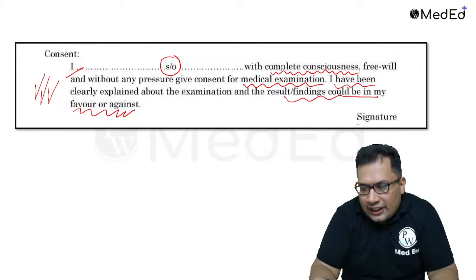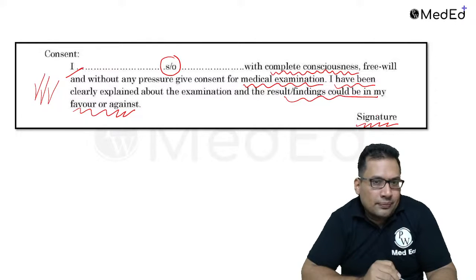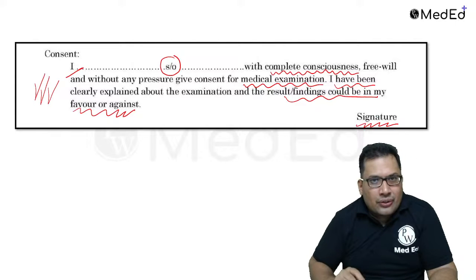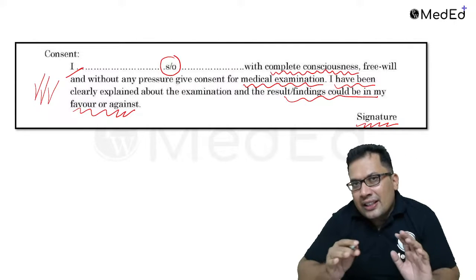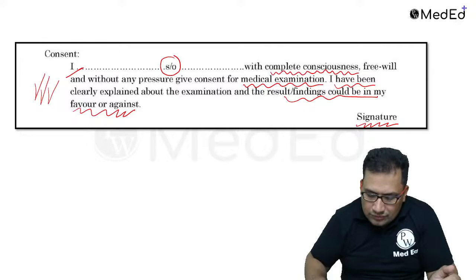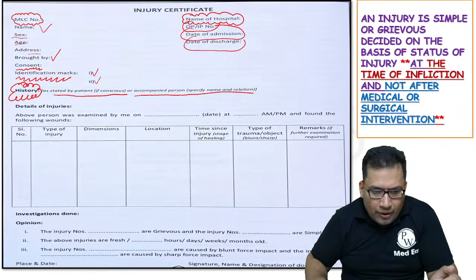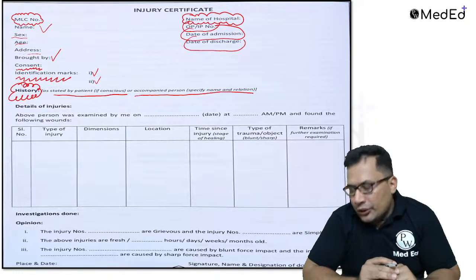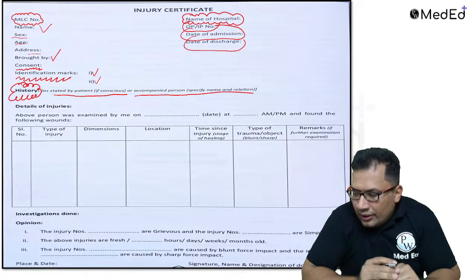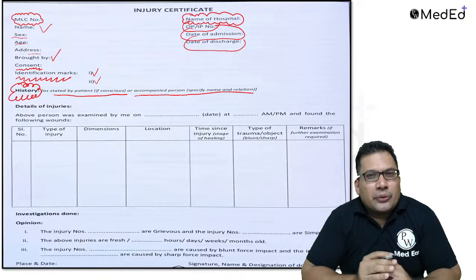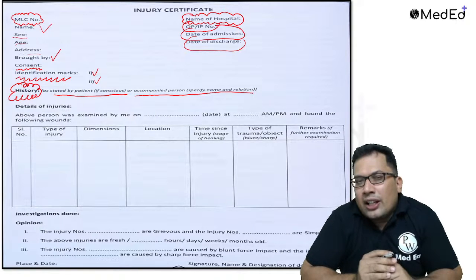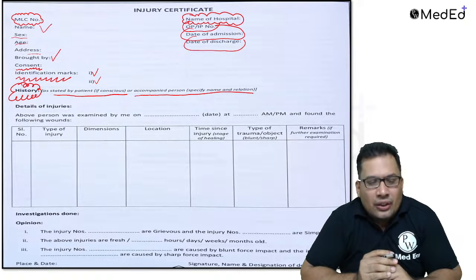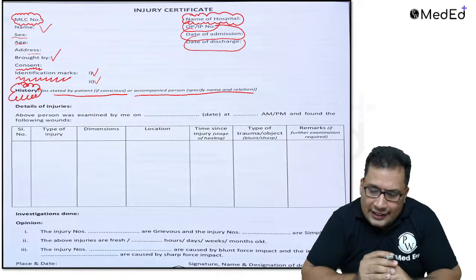You need to take the signature or the thumb impression. This can be asked: what type of consent is it? It is a written consent. Okay. Now about the details of injuries. Details of injuries, very important. You need to write proper details of the injury because it's very commonly asked in the exam.